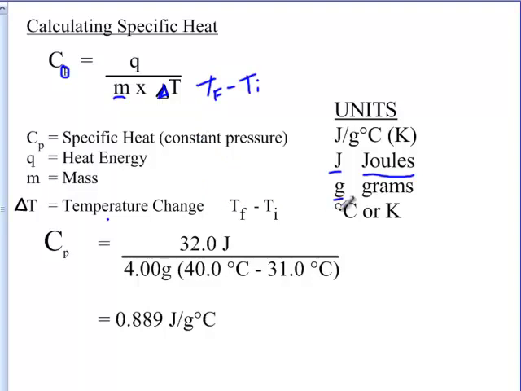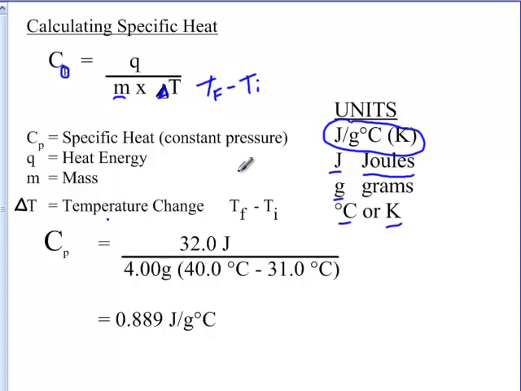Now with temperature, we can have it in Celsius or Kelvin. It doesn't matter. Either scale is fine. And then look at this funky unit right here for specific heat: joules per gram degree Celsius. Now it looks funny, but when you see the calculation, you'll understand why.